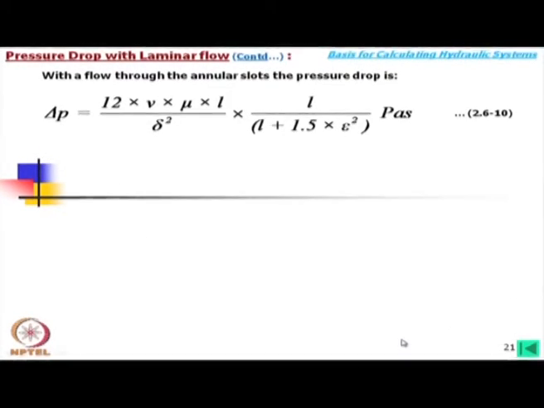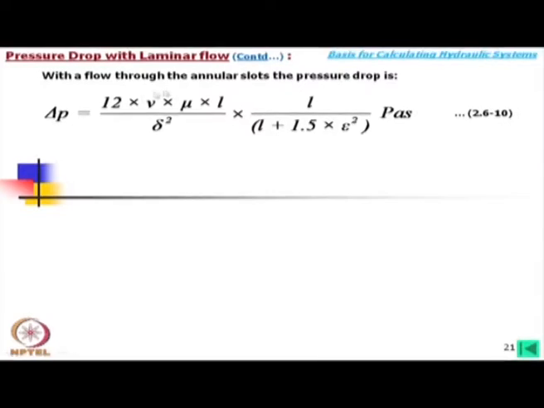Next, the flow through annular slots. When it becomes a slot, delta is the height, and this is an annular slot. In that case, we multiply by this factor, where E is the eccentricity. An annular slot means two circles with some eccentricity, so this change will be there. If the eccentricity is 0, then this factor is 1.